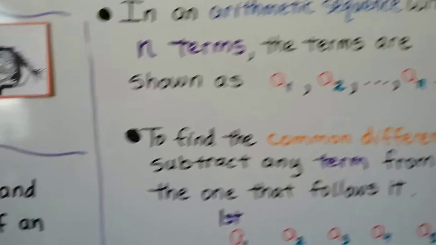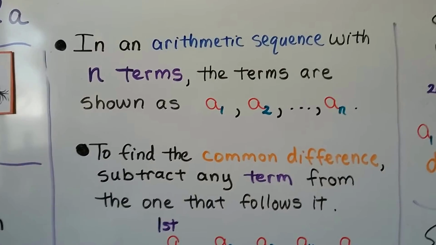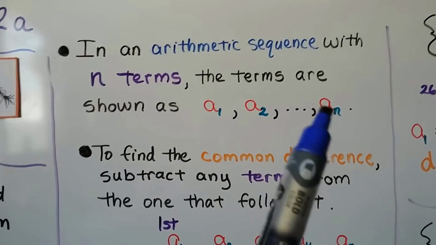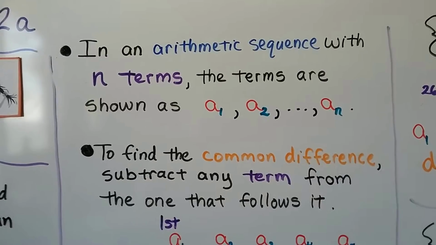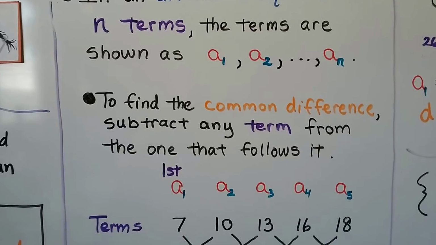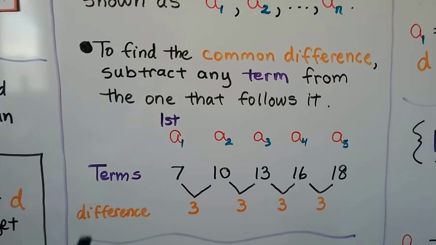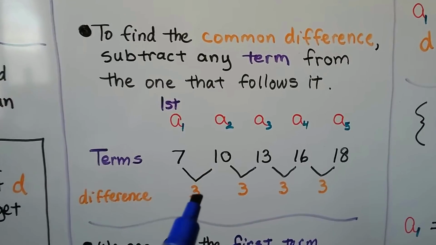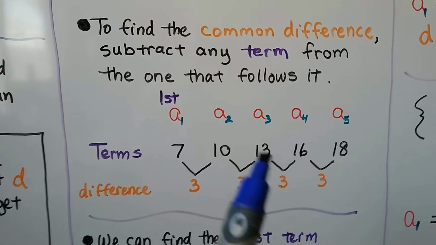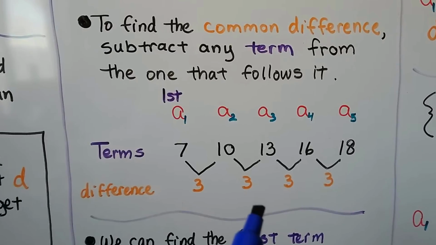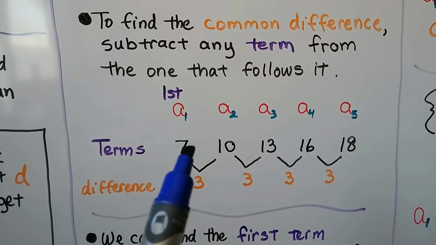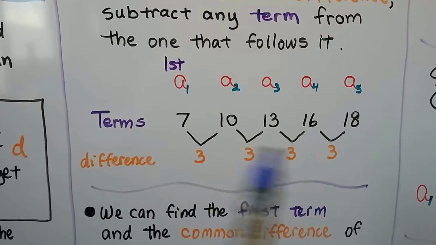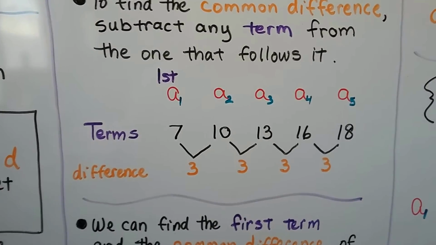All right. In an arithmetic sequence with n terms, the terms are shown as the first term, a sub 1, the second term, a sub 2, and so on, till we get to the nth term, a sub n. To find the common difference, we subtract any term from the one that follows it. So we have a sub 2 minus a sub 1, 10 minus 7, that gives us 3. 13 minus 10 is 3. 16 minus 13 is 3. Just make sure you're subtracting in the same order, okay? It's this one minus this one, then this one minus this one. All their differences are 3, so the common difference is 3.